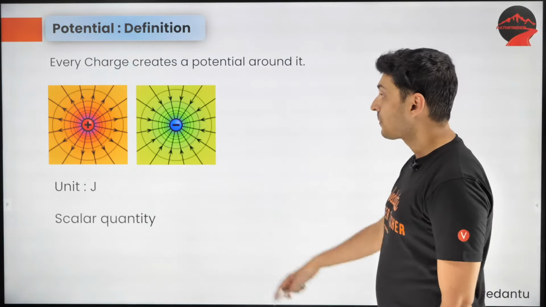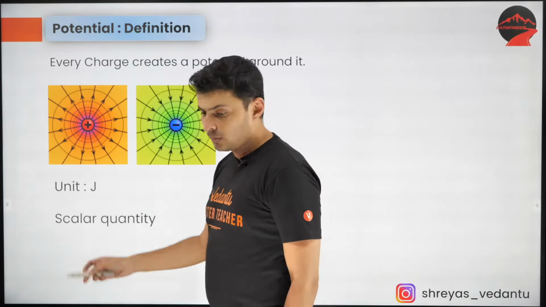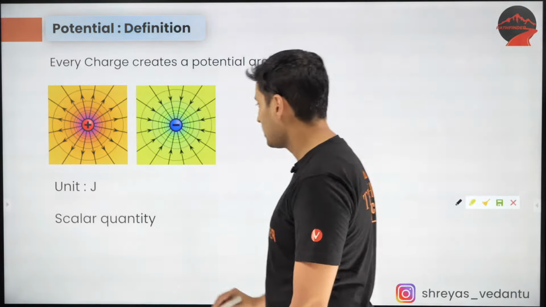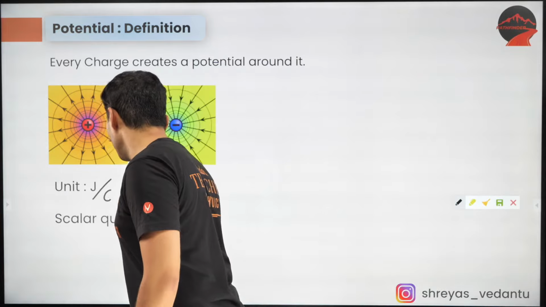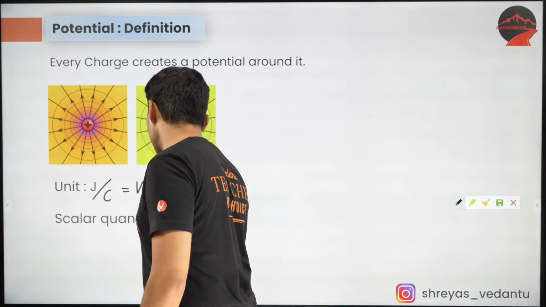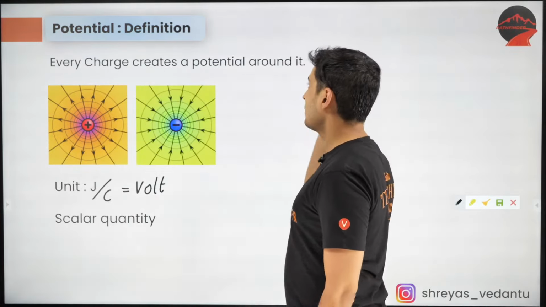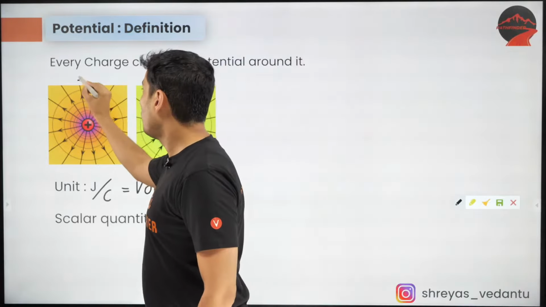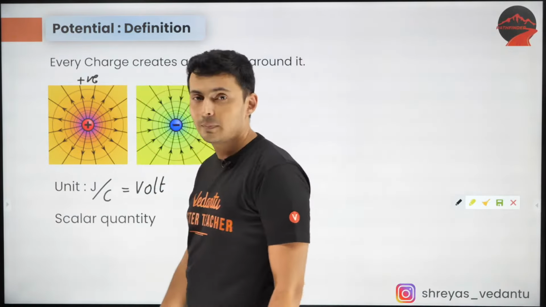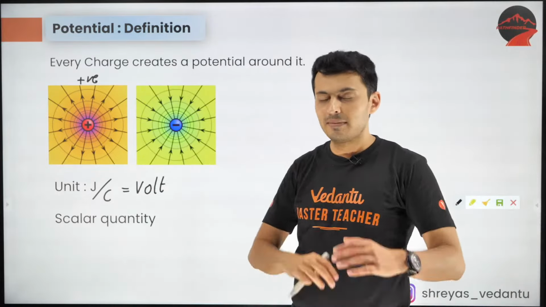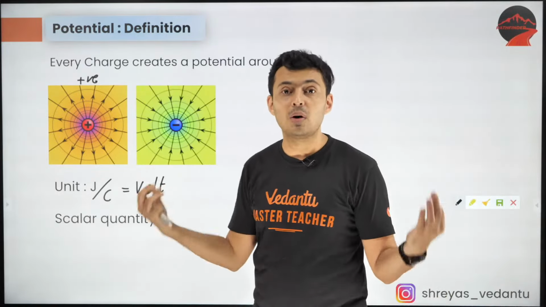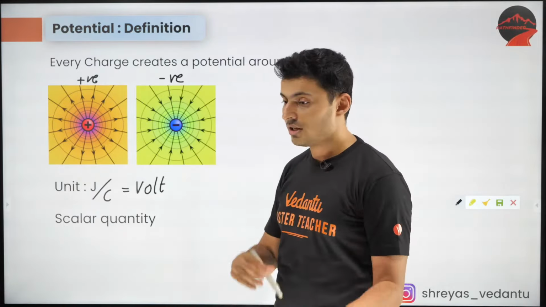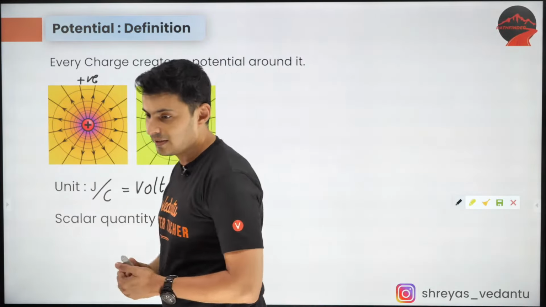Now, remember, unit is joules per, oops, why is there joules over here? This should be joules per coulomb, my bad. Let me just change it. This is joules per coulomb, which is nothing but volt. It's a scalar quantity. Every charge creates a potential around it. Remember, positive charge will create positive potential around it, because everything around it will be having positive potential, and negative charge will create negative potential around it. I hope this is clear.